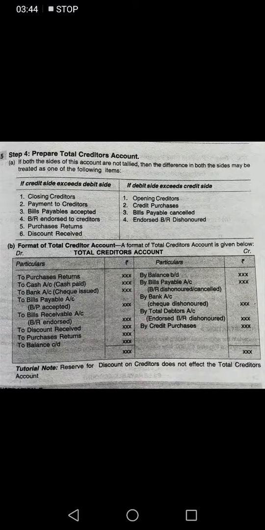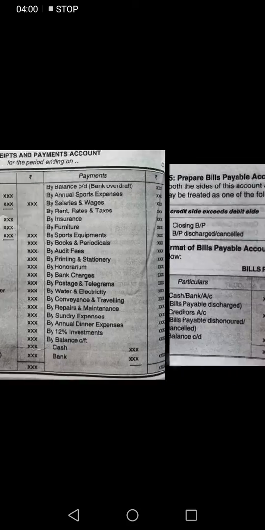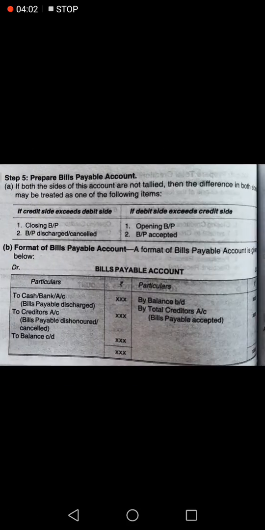We will be practicing a question later on, but these are the aspects which will come within the purview of the single entry system. What are they? Total creditors, total debtors, cash account. Each and every one of you can do that, of course. And apart from that, total debtors, total creditors, bills payable, bills receivable, and finding out the profit of the current year. These are the aspects dealt with in the 4 to 6 marks questions.